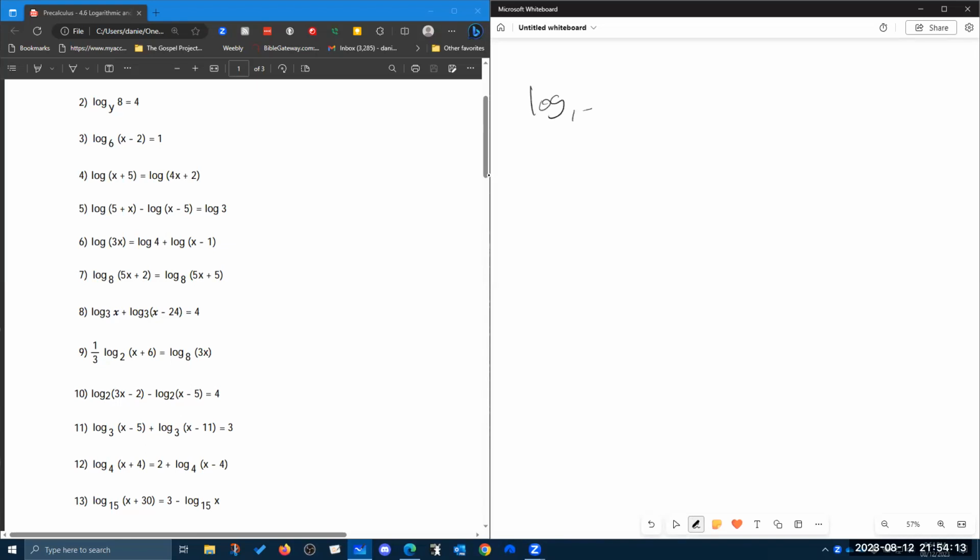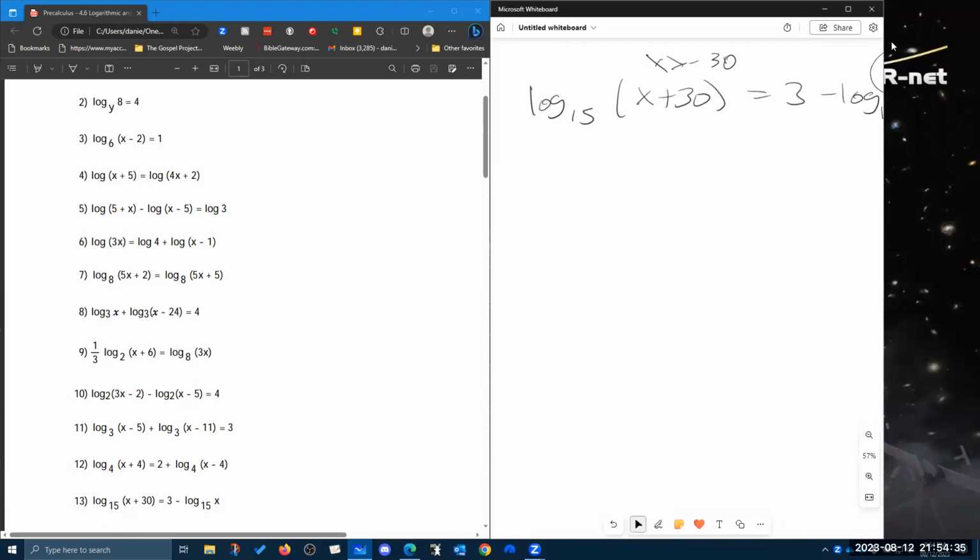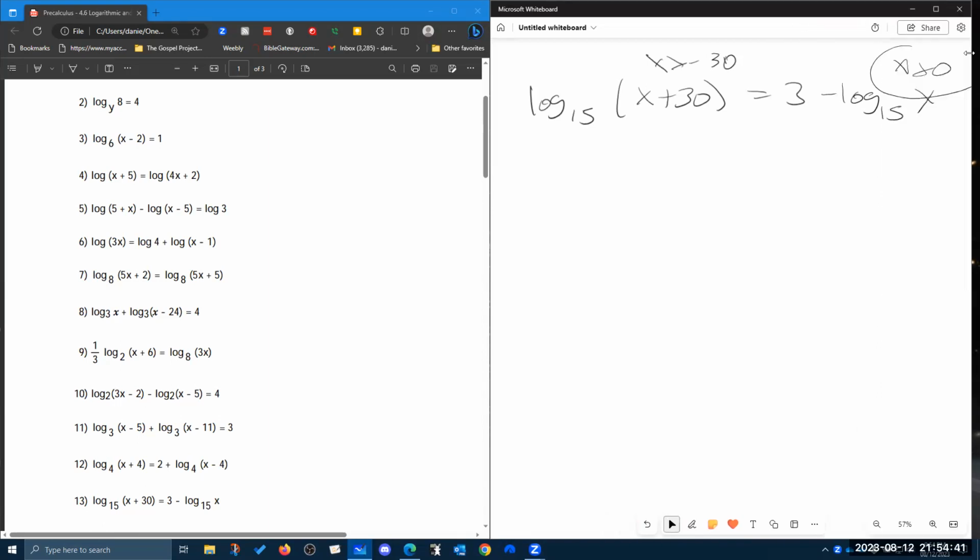I'm in good shape. Log base 15 of (x plus 30) equals 3 minus log base 15 of x. X greater than negative 30. X greater than 0. X greater than 0 wins. That was odd. There we go.